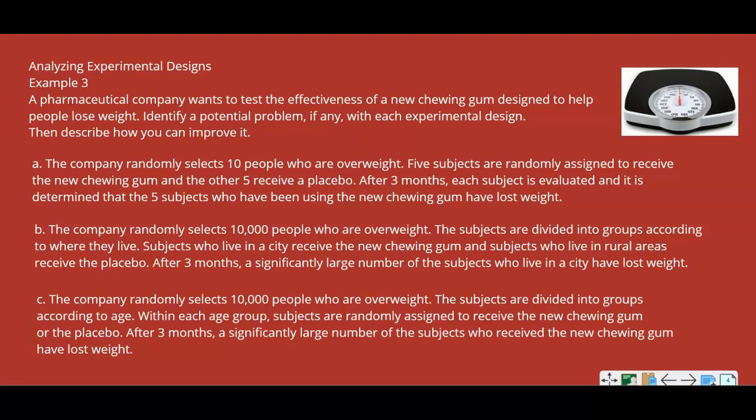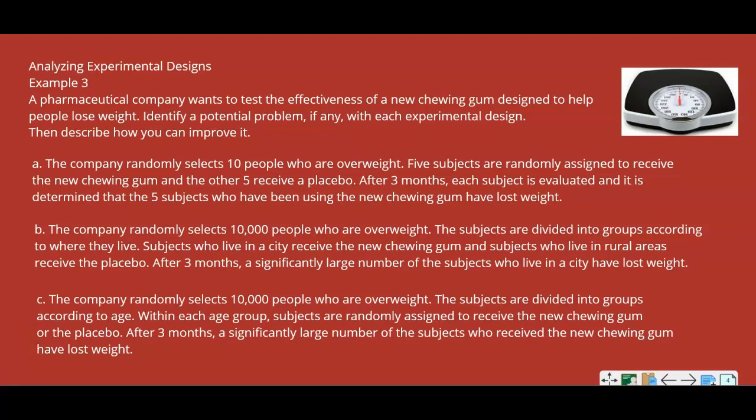So because they're divided into age groups, but then they're randomly assigned the new chewing gum or the placebo, it looks like there's really no experimental design flaw here. So I would say there's no potential problems for this one. This one, C part, would actually be a pretty good experiment to find out if the new chewing gum actually does what they say and helps people lose weight.